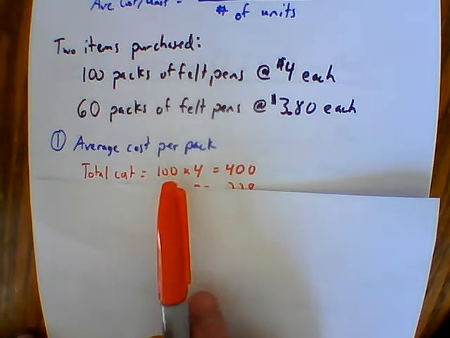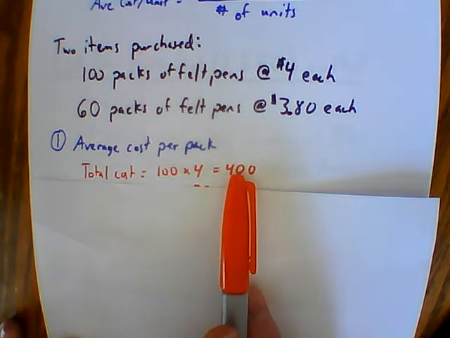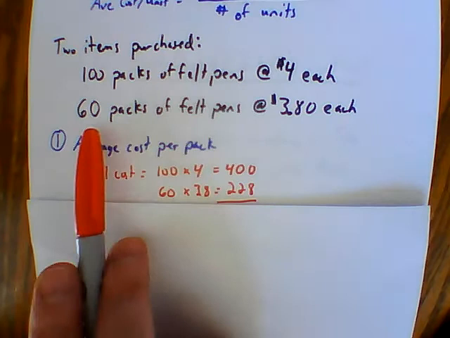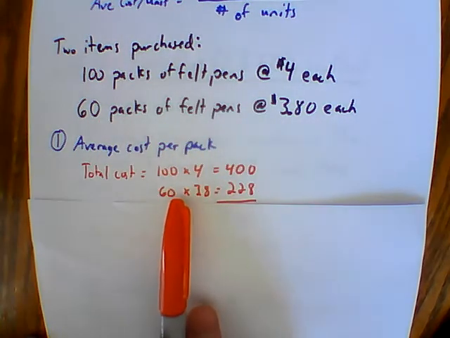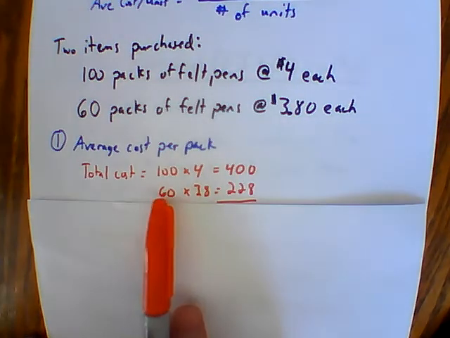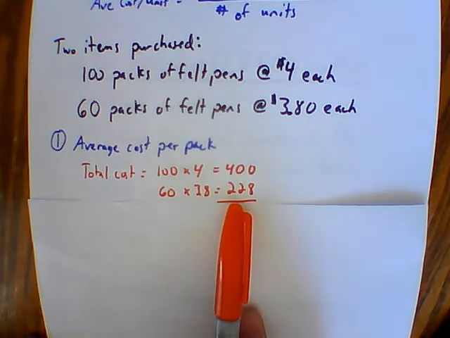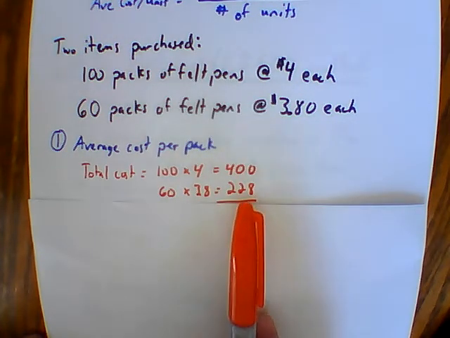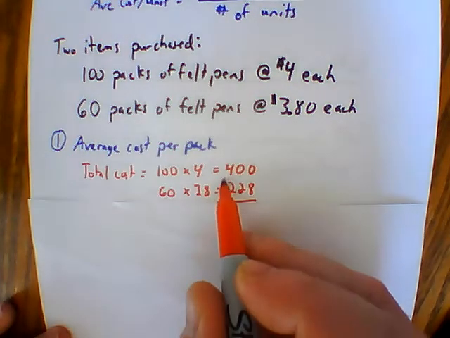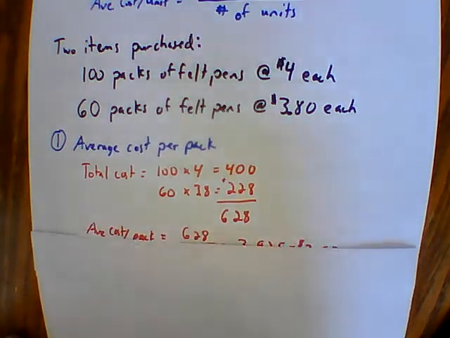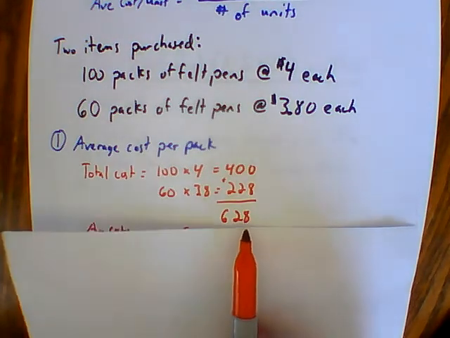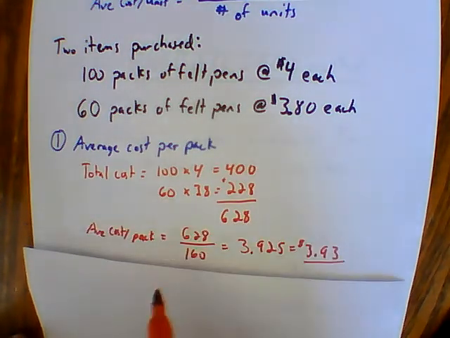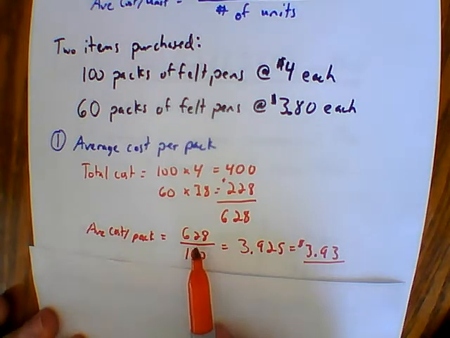So on this, we're going to take 100 times 4 for 400, and then we've got to figure out the total cost for the 60 packs at $3.80. So we're going to take 60 times 3.8, and that gives us $228. Then what we're going to do is add these two together to get $628 total. From here then, we're going to take our $628 and divide it by 160.